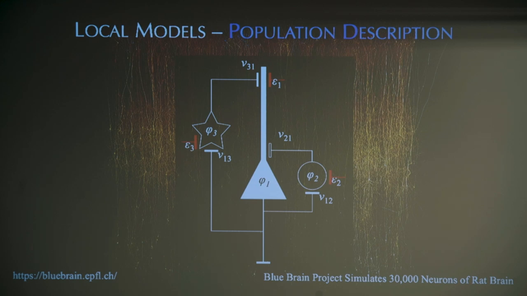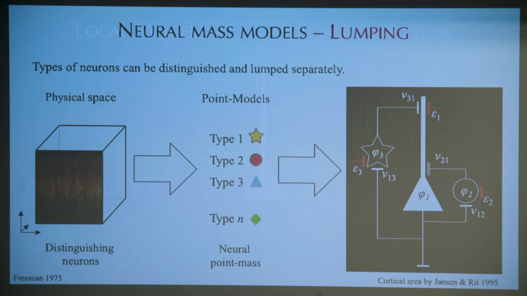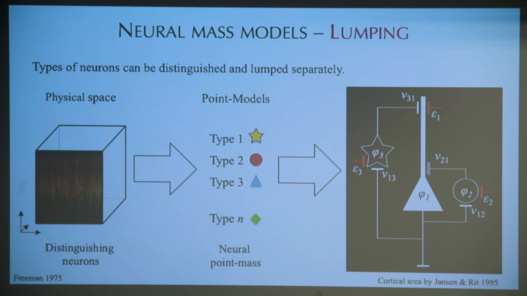How is this? Has this been done? Basically, we are looking at the physical space, and then looking there for different types of neurons. So we try to distinguish between, let's say, excitatory and inhibitory neurons, maybe also the numbers of neurons, and then we come up with the classification. We can have here, let's say, type 1 to 3 to n of these neurons, and then we basically lump all these neurons spatially to a point and summarize the behavior of these neurons.